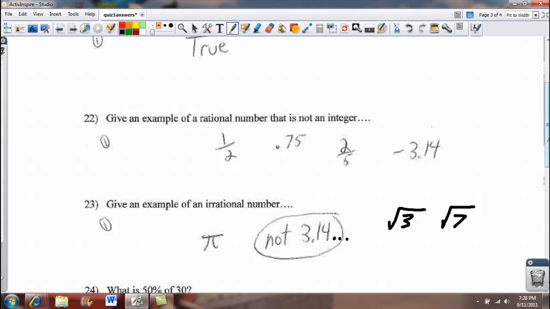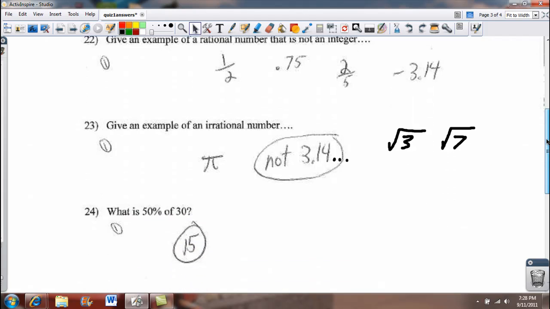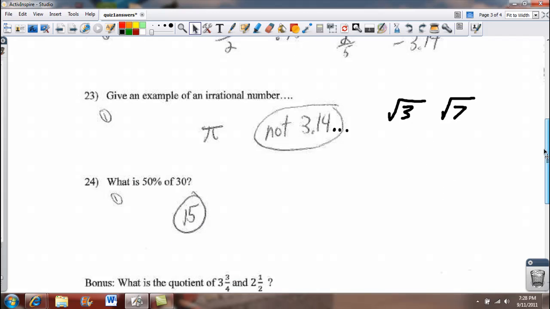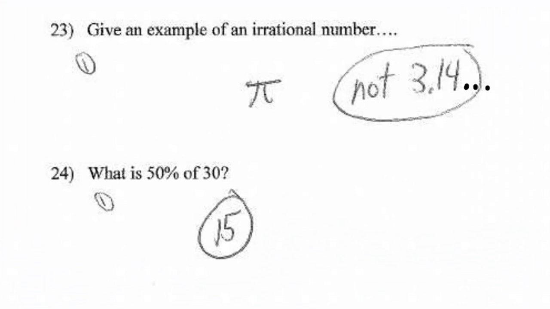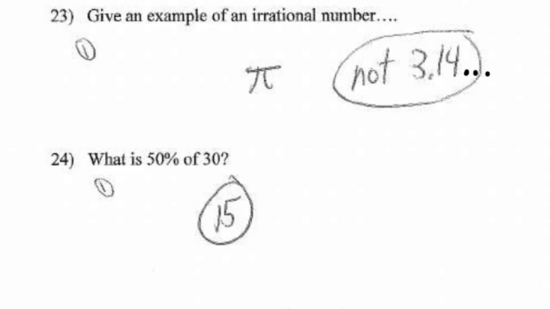Okay? And number 24 I thought was going to be an insult. Should have been. 50%, you need to realize 50% is 1/2. I need every single high school student to understand this concept. If I ask for 50% of something, I'm asking for half of it. If I ask for 25% of something, I'm taking a quarter of it. So really all you have to do is take half of 30 and get 15. And finally, I did give you a bonus.